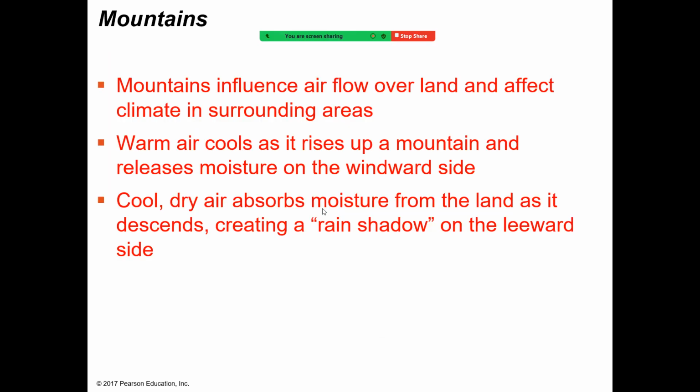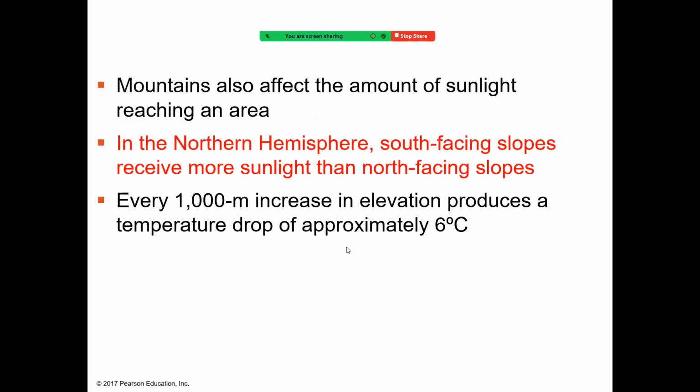Mountains are also really important in influencing climate. They influence the airflow over the land, which will affect the climate that is in the areas surrounding the mountains. So the warm air will cool as it rises up a mountain and releases moisture on the windward side. Then cool, dry air will absorb the moisture from the land as it descends, creating what's called a rain shadow on the leeward side. And I'll show you a picture of this.